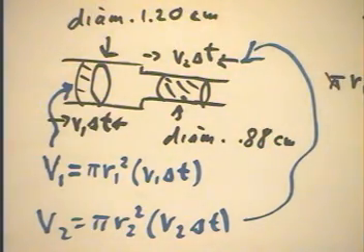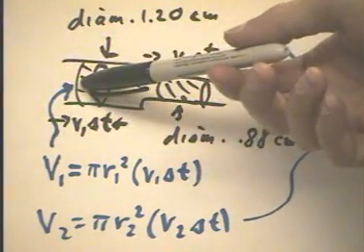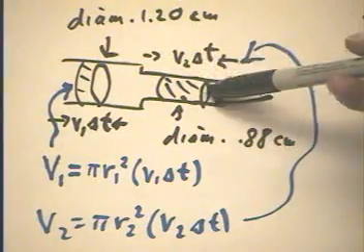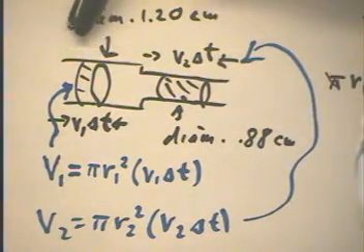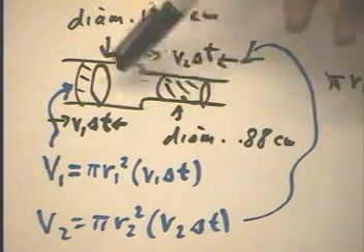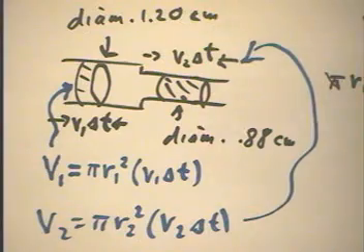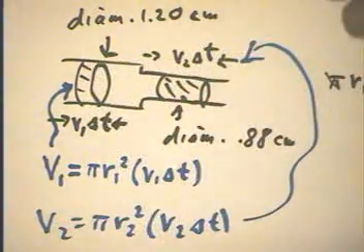Now the key is that if these tubes remain full, the volume flowing through this tube in a given time is the same as the volume flowing through this tube in a given time. More specifically, the volume of fluid passing a given point in this tube during time delta t is equal to the volume passing a point in this tube in time delta t. So the volumes V1 and V2 that we've calculated here have to be equal.